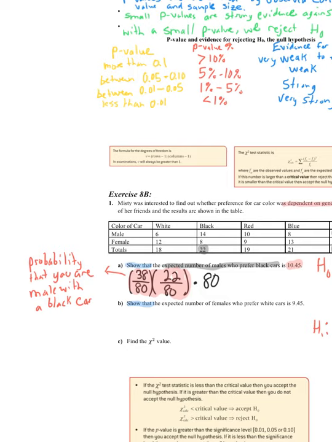This next part, oh, hey, green. That's going to be our total sample size. You multiply by the total sample to find your expected value. And if we do it correctly, we should get 10.45. So 38 divided by 80 times 22 divided by 80 times 80. And we get 10.45. Checks out.